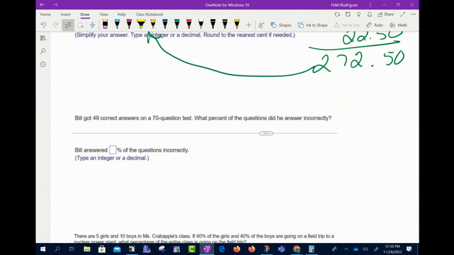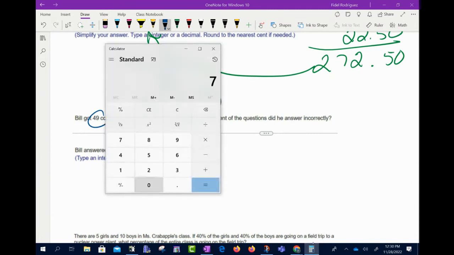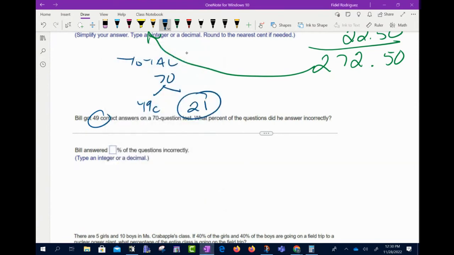Okay, so the next part that I have right here, y'all, says Bill got 49 correct answers on a 70 question test. The question says, what percent of the questions did he answer incorrectly? When I'm thinking about this problem, I know that we have a total of 70 questions, right? He got 49 of them correct. So if I wanted to figure out how many he got incorrect, I've got to figure out what's 70 minus 49. That would tell me how many he missed. So he missed 21.